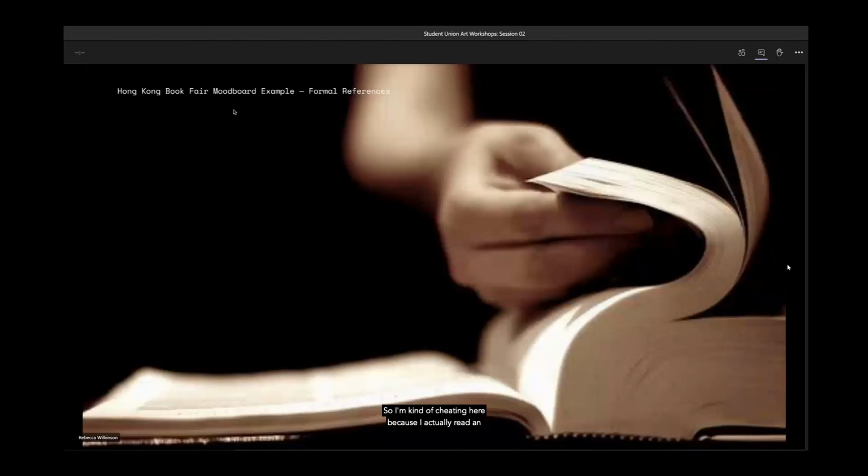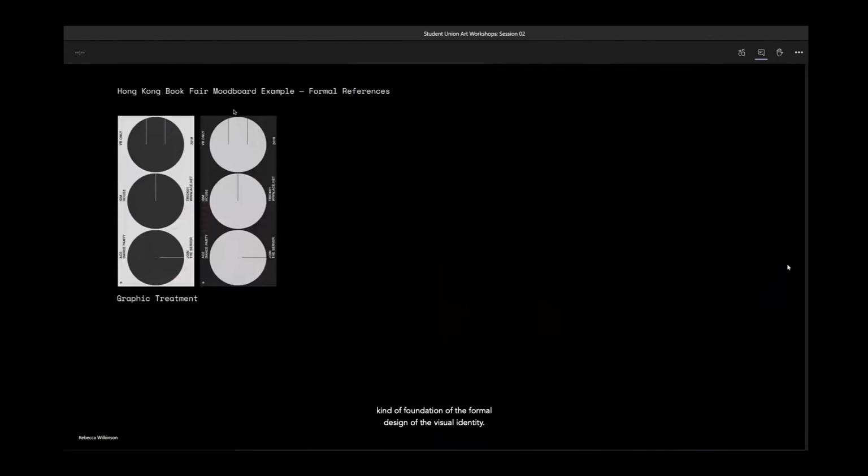So I'm kind of cheating here because I actually read an interview with the designer. But why I show this is the designer, in working on the Hong Kong Art Book Fair identity, was really inspired by the round shape of a book. So that's their point of departure. They're looking at these rounded shapes as a foundation of the formal design of the visual identity. So now I'm at the stage where I'm looking at specific formal references.